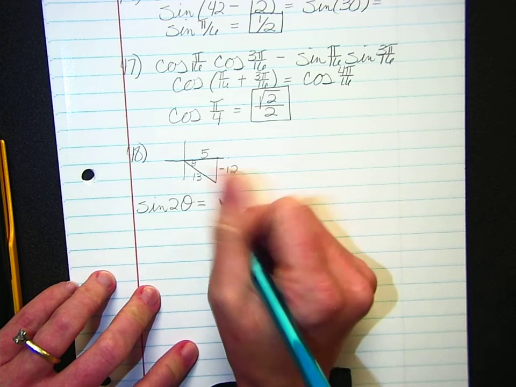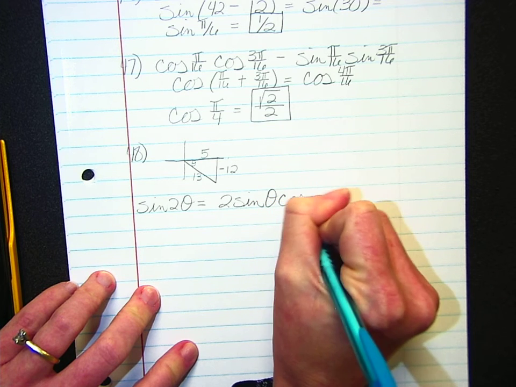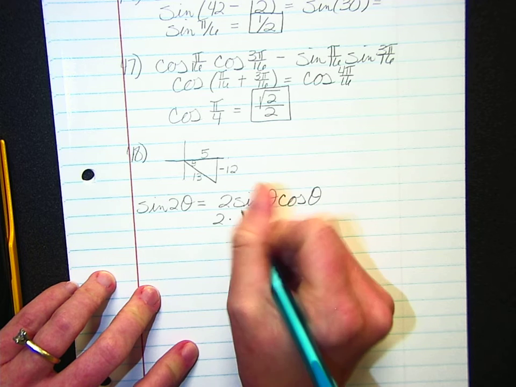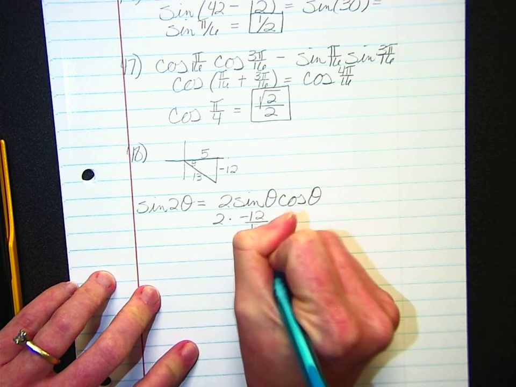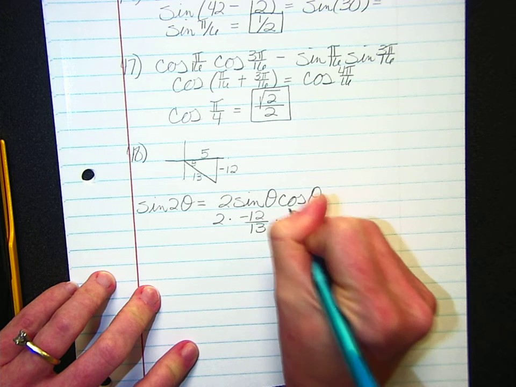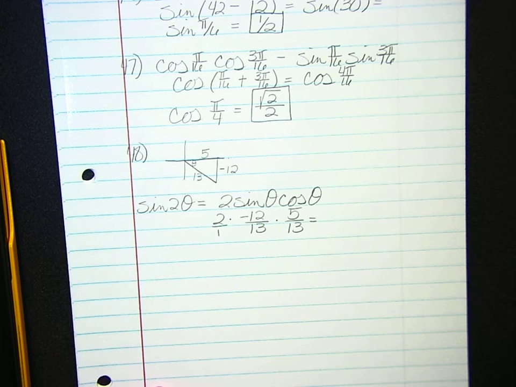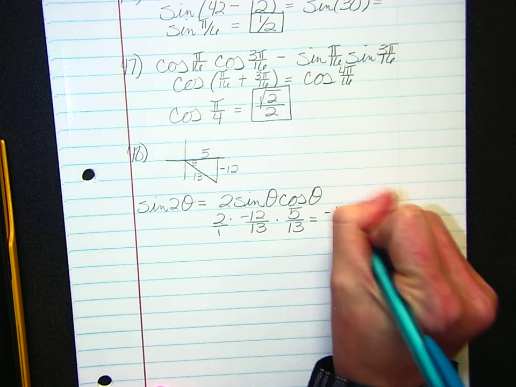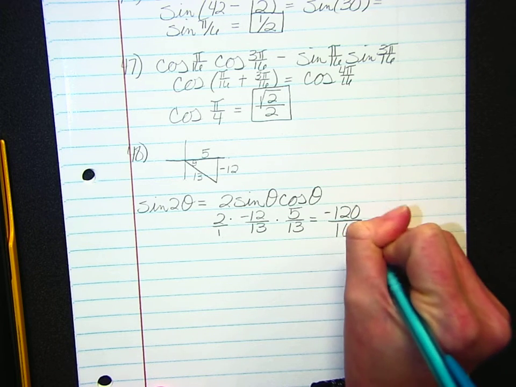All right, first it asked me to find the double angle for sine. So my formula for the double angle for sine is 2 sine cosine. If you need to go back and look over how to develop those, you can. And so from this triangle, my sine value is going to be negative 12 over 13, and my cosine value was given to me as 5 over 13. And so now I can multiply top times top, and bottom times bottom. So top times top gives me negative 120, and 13 times 13 gives me 169.